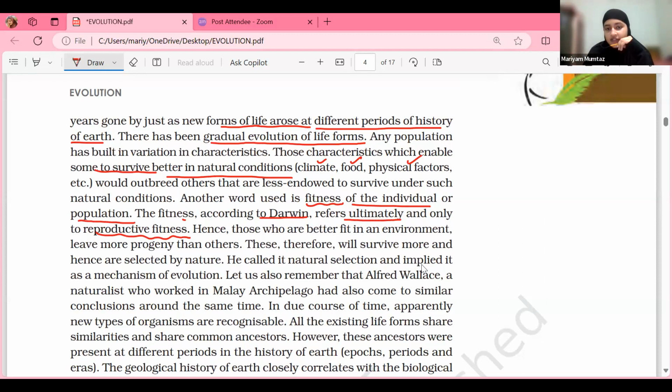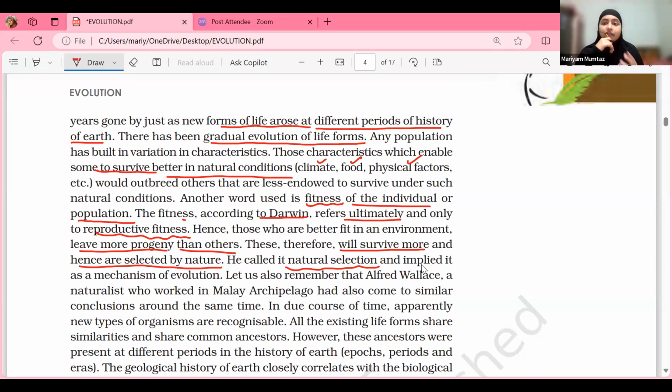Now, hence, those who are better fit in an environment leave more progeny than the others, meaning their population would be stable or increasing. These, therefore, will survive more and hence are selected by nature. So this whole process is known as natural selection, wherein the organisms are selected naturally by nature when they are reproductively fit. Let's just say the natural selection can be in terms of many things.